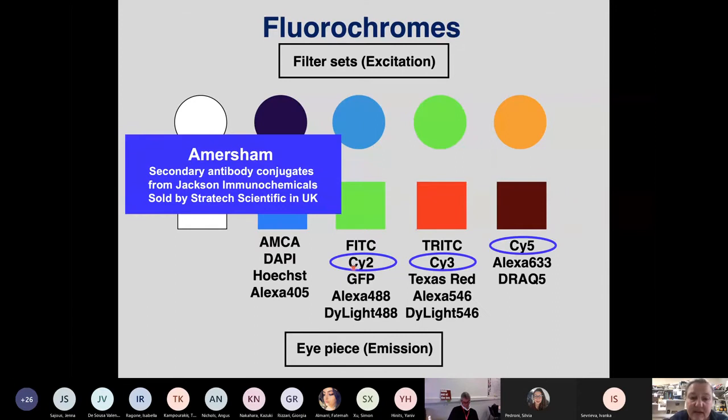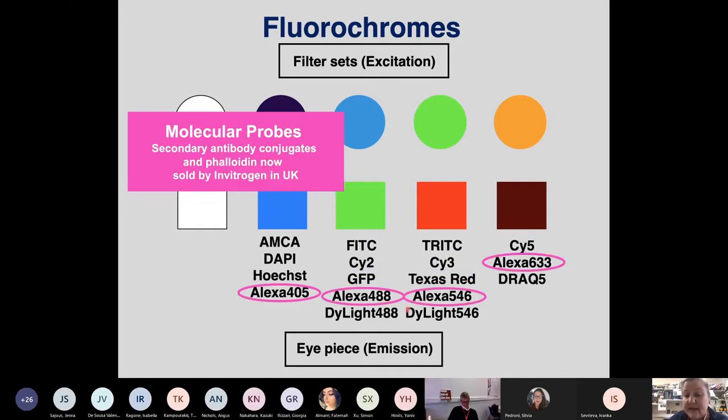I'm a fan of the Cy dyes, which are available from Jackson Immunochemicals. Actually, I'm a fan of Jackson Immunochemicals because their secondary antibodies are really, really good quality. Whereas the Alexa 488 is also a perfectly respectable fluorochrome. The antibody quality of Invitrogen is often not as high. And there's also the DyLight now these days. These are very, very stable fluorochromes, so you don't have to worry about doing your exposures in absolute darkness, because these dyes are very, very stable.